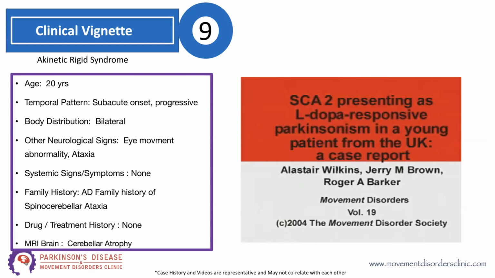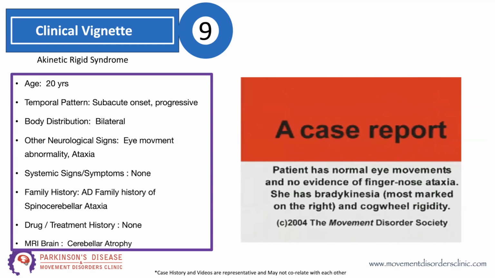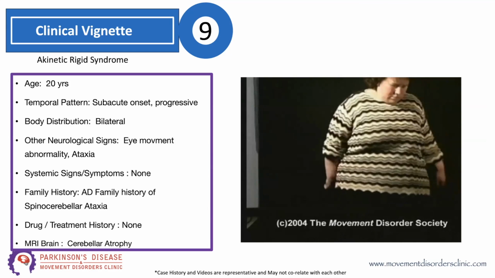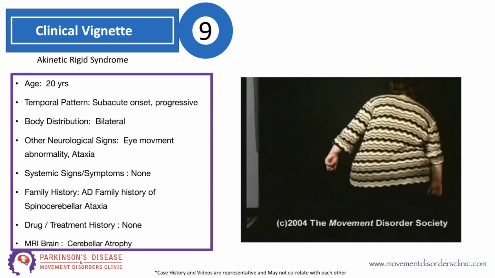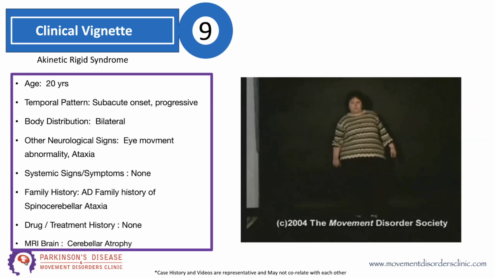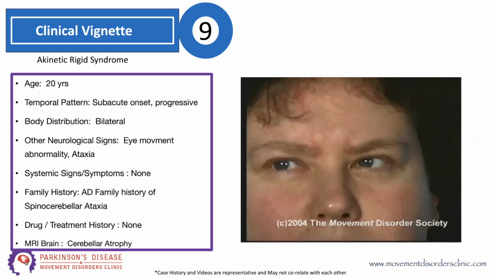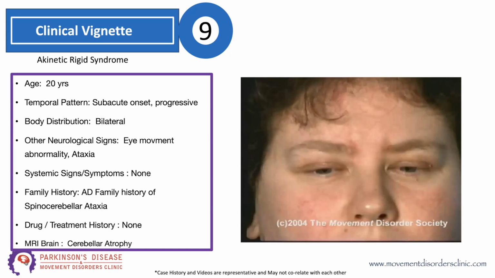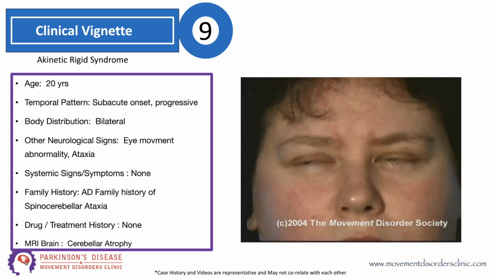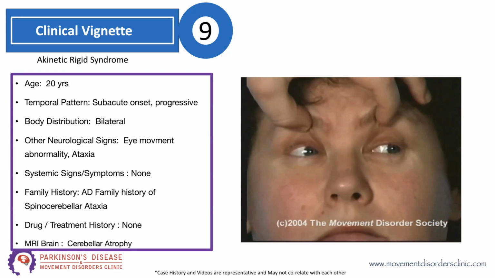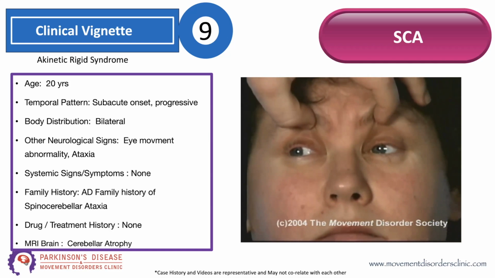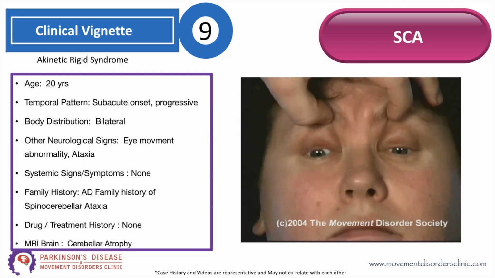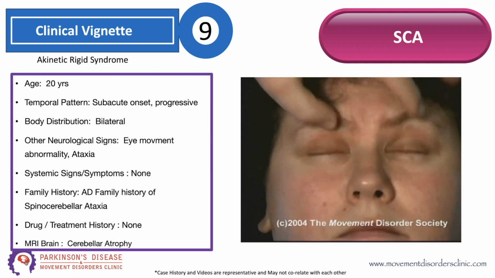Coming to case 9. Case 9 is a second decade onset, a person around 20 years of age with subacute onset, progressive symptoms with bilateral body slowness, along with eye movement abnormalities and ataxic features. Systemic symptoms are none. A strong autosomal dominant family history of spinocerebellar ataxia is noted. Drug treatment history is negative. MRI brain shows cerebellar atrophy. So it's very clear that the presentation of akinetic rigid syndrome here is secondary to spinocerebellar ataxia. One of the causes for akinetic rigid syndrome we should keep in mind is spinocerebellar ataxia.